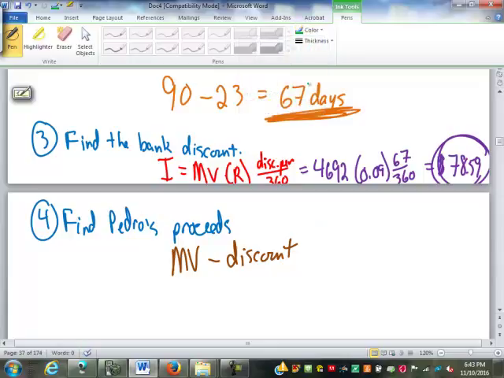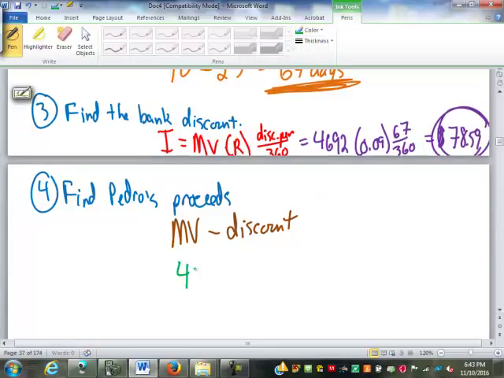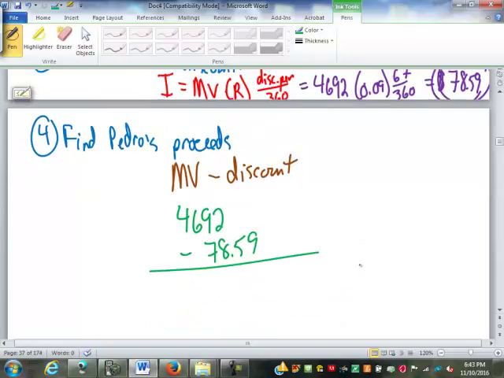So here that maturity value was $4,692 minus $78.59. That's going to be $4,613.41.